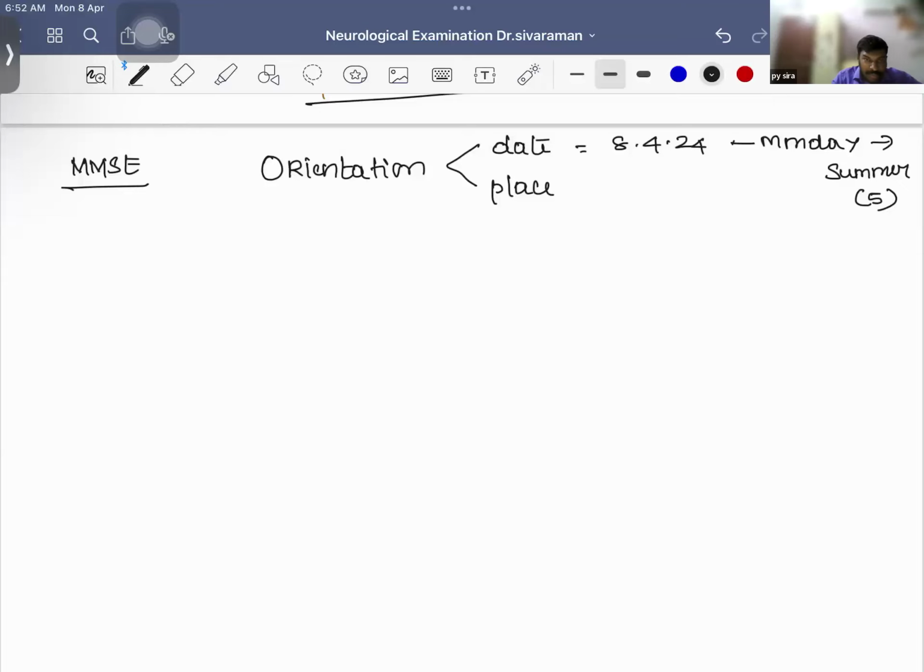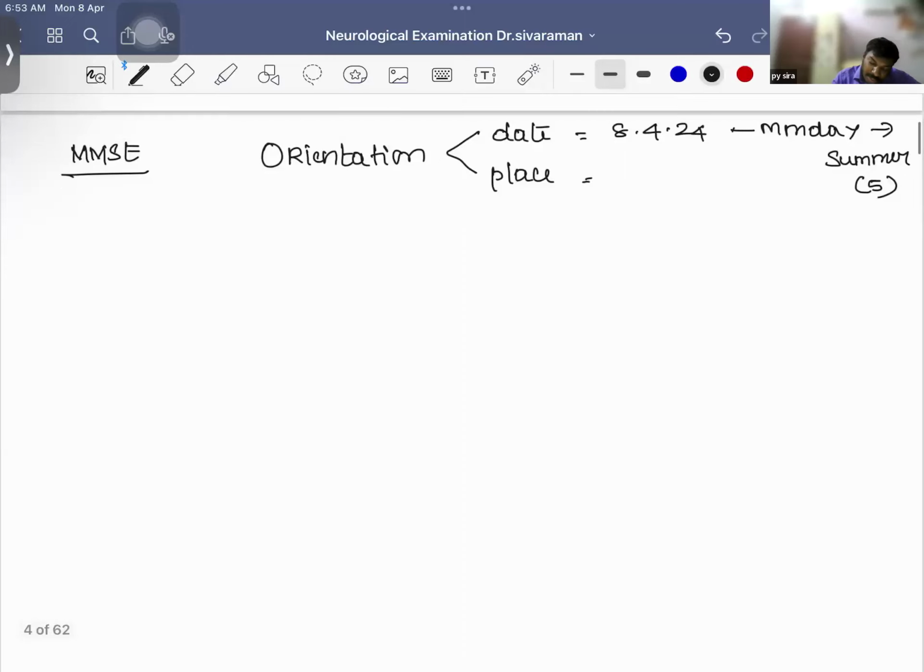The next is place. Where are you now? If the patient tells the address, like country, town, building, floor, etc., then it is going to be a score of 5. Then registration. Tell them three objects, for example, pen, TV, paper, and tell them to repeat. For each repetition, you're going to give a score of 3.